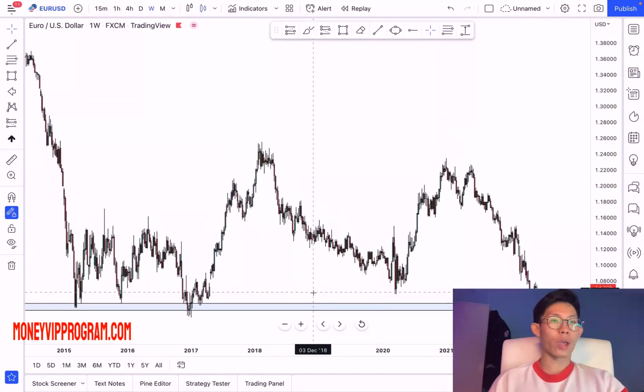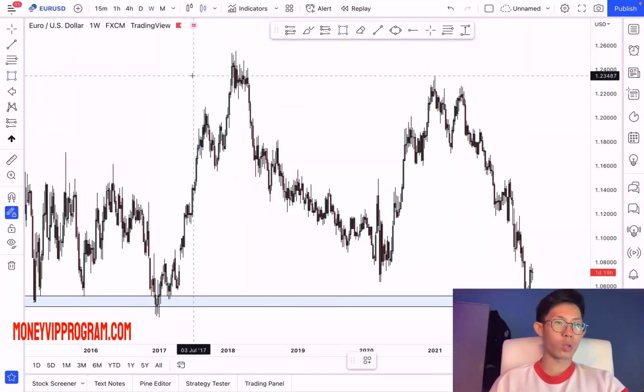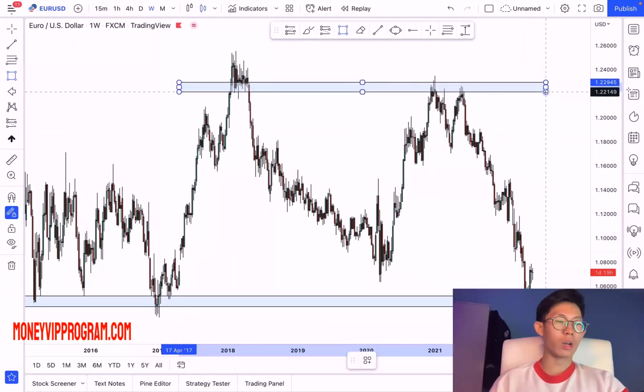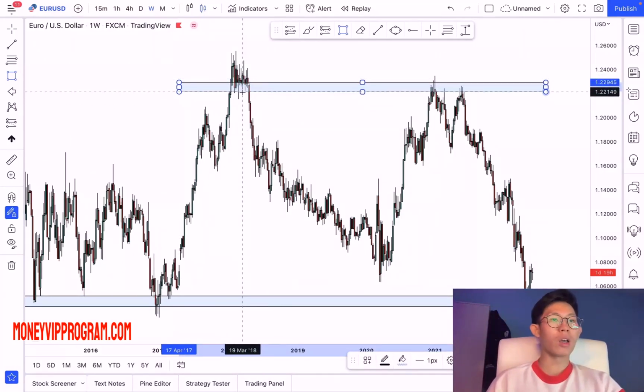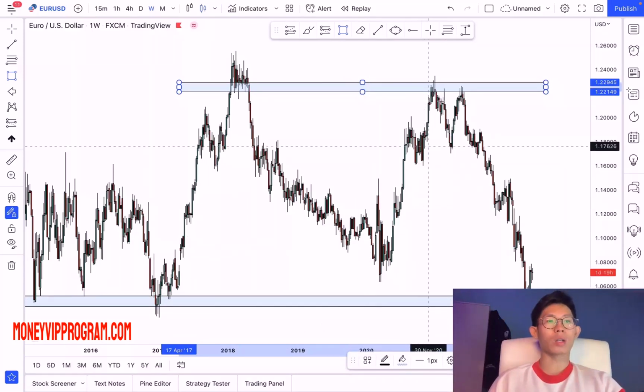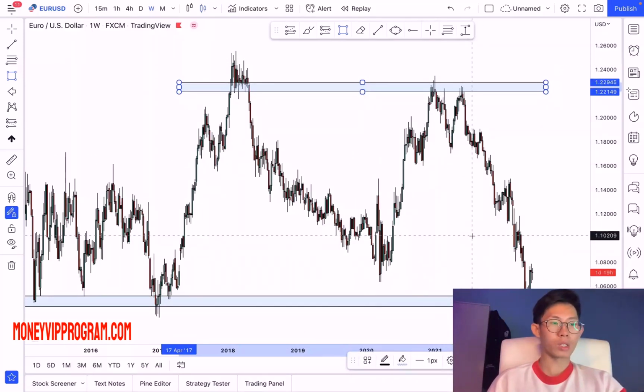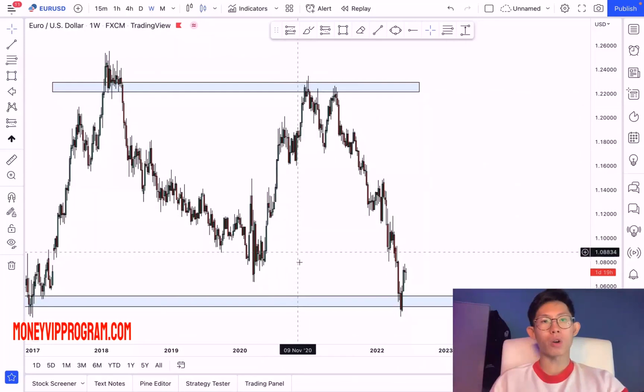And then next, you can draw your resistance area too. So here's a little resistance area. You can see whenever price comes back up here, it always goes back down, comes back up, reverses. So these two are your very strong support and resistance levels.